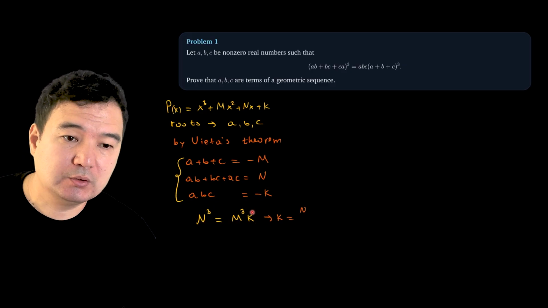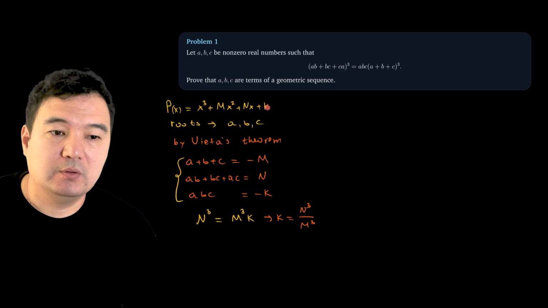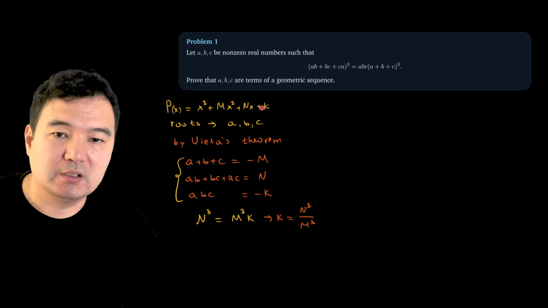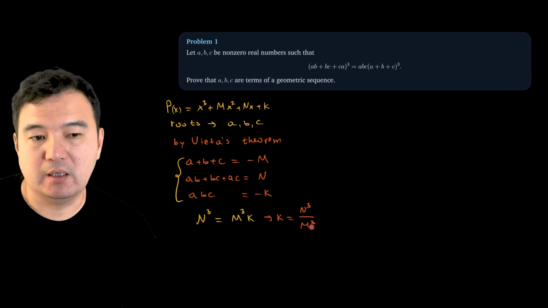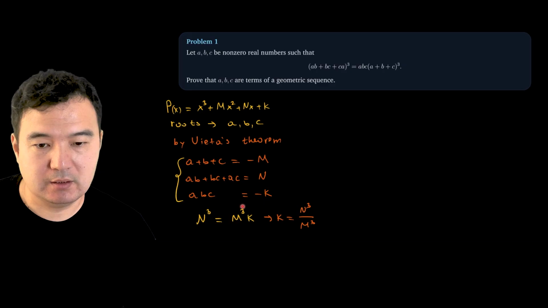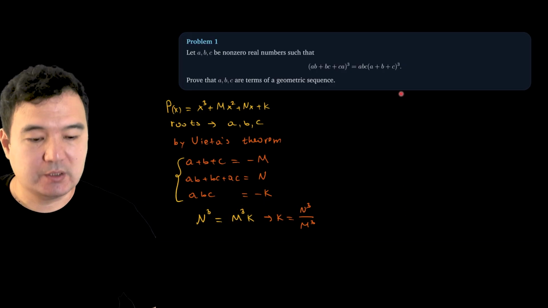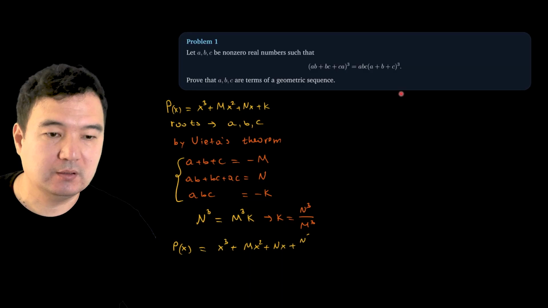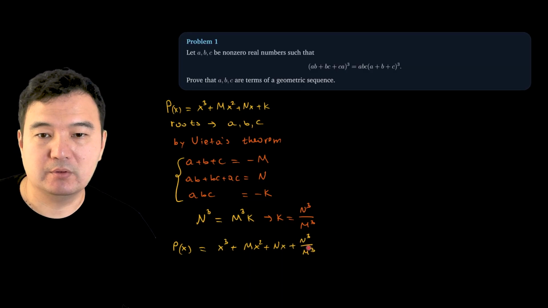So going back to the polynomial, if you want to reduce the number of unknowns, you can replace k with n cubed over m cubed, because k is n cubed over m cubed from here, right? So this means that we already used the given expression. So let me rewrite the polynomial as follows. Instead of k, you have n cubed over m cubed.